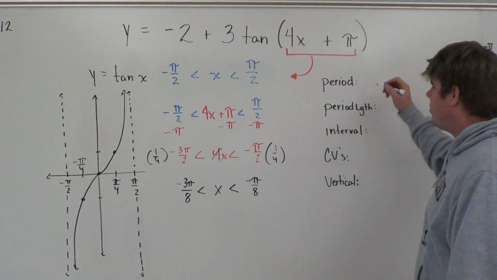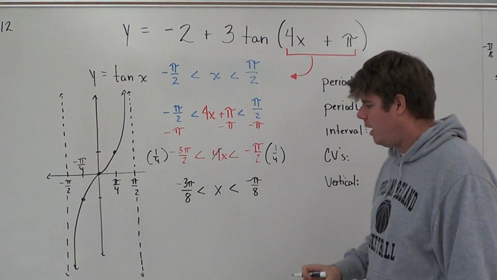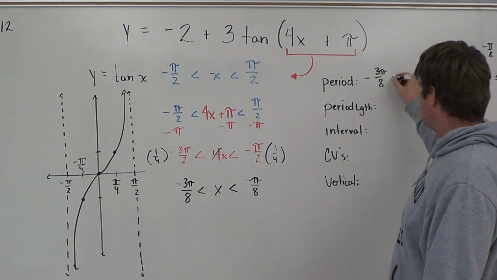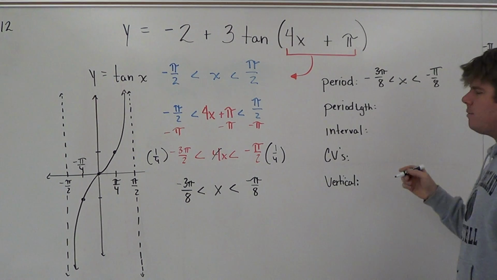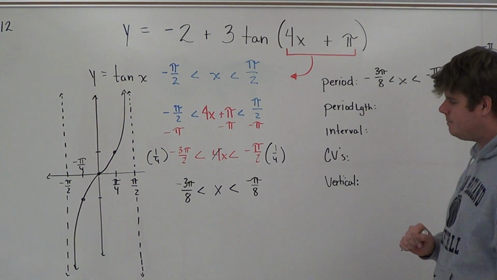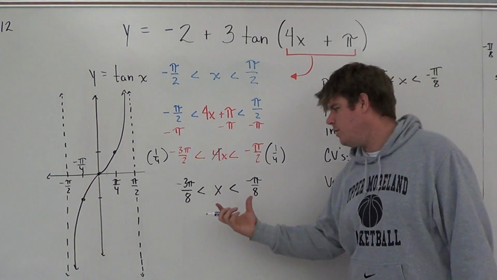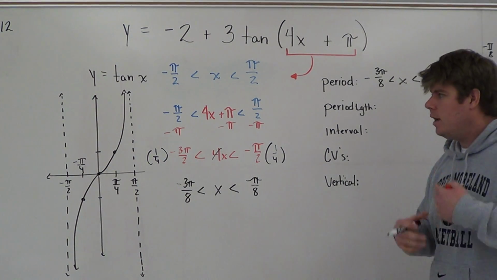So up here, my period, I'm just going to record this information because I'm going to erase this. Once I find this new period of negative 3 pi over 8 strictly less than x strictly less than negative pi over 8, I'm going to use this information to find the rest of this. Basically I use this to get to here, and then I use this to find all of my other information. So here we go.